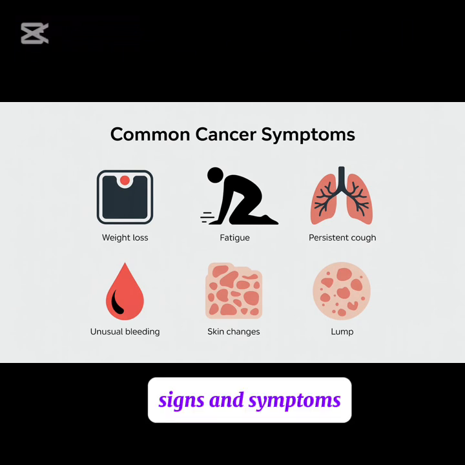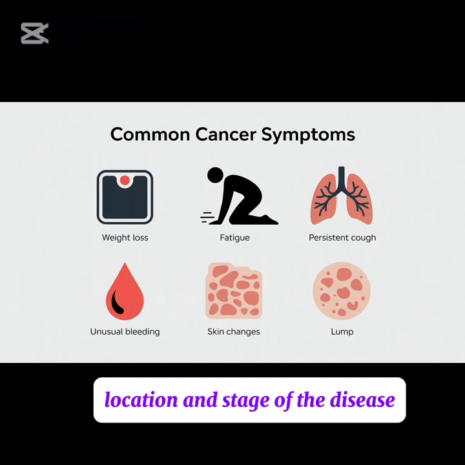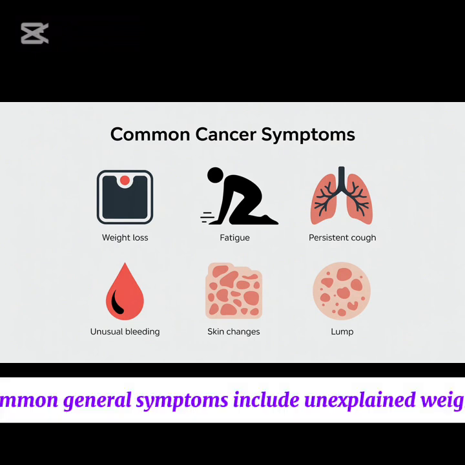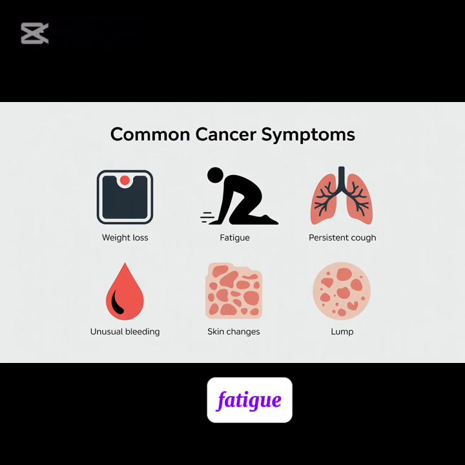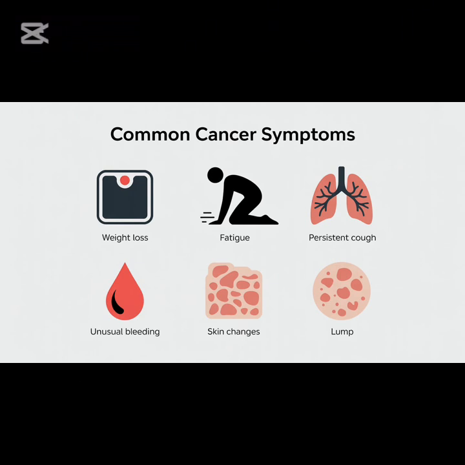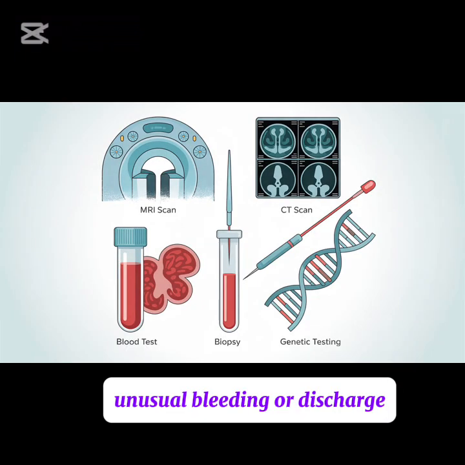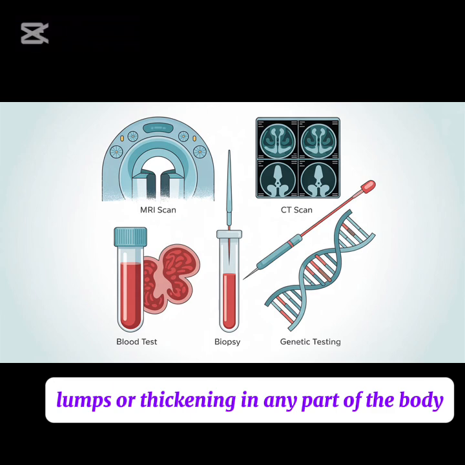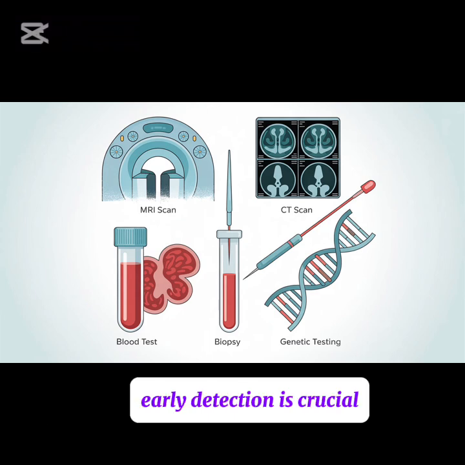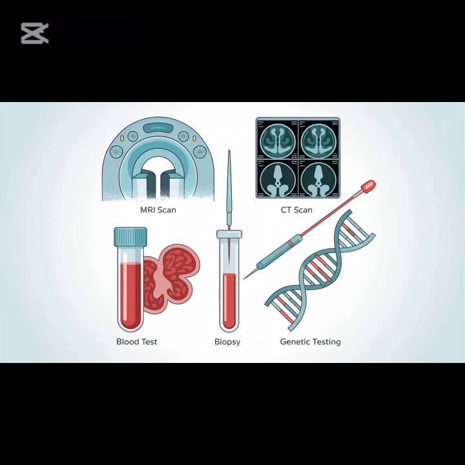Signs and symptoms. Cancer symptoms vary depending on the type, location, and stage of the disease. Common general symptoms include unexplained weight loss, fatigue, pain, skin changes, changes in bowel or bladder habits, persistent cough or trouble breathing, unusual bleeding or discharge, lumps or thickening in any part of the body. Early detection is crucial, as many cancers are more treatable in their initial stages.